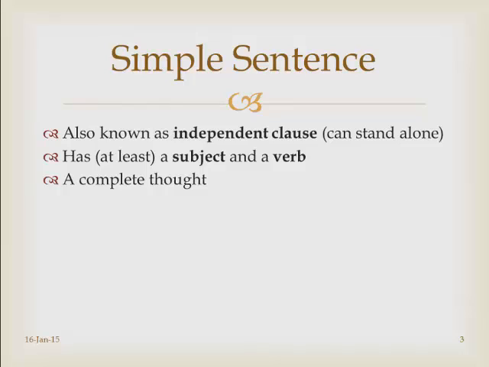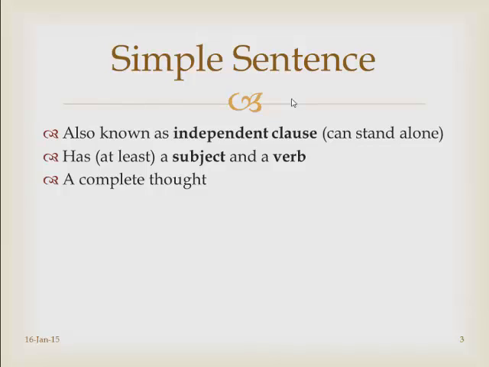A simple sentence is also known as an independent clause. It's independent because it can stand on its own, stand alone by itself, and it makes perfect sense. So it has at least a subject and a verb. I'm sure you remember what a subject and a verb is, right? Well, a subject is what? Yeah, the thing or the person doing the action, and the verb is the action. So an independent clause has at least one subject and one verb for it to be called a clause.